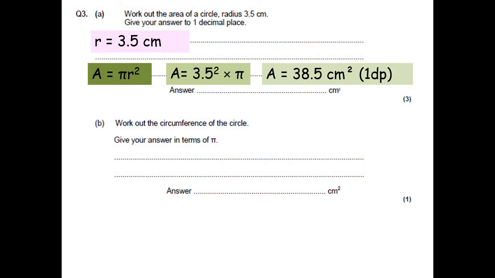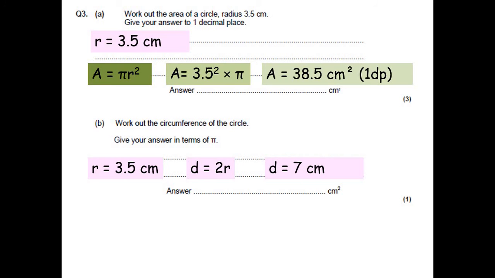Now it wants you to work out the circumference of the circle and give your answer in terms of pi. So our radius is 3.5 centimeters. Now the diameter is double the radius, so the diameter is 7 centimeters. And because the circumference is pi multiplied by the diameter, the circumference becomes 7 multiplied by pi.